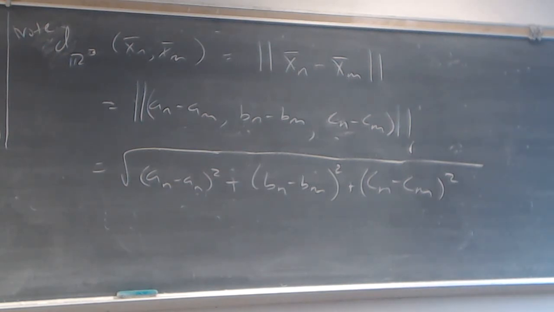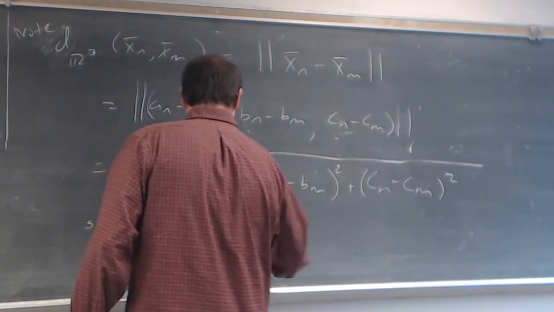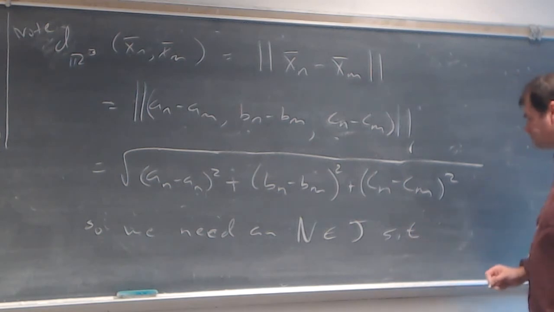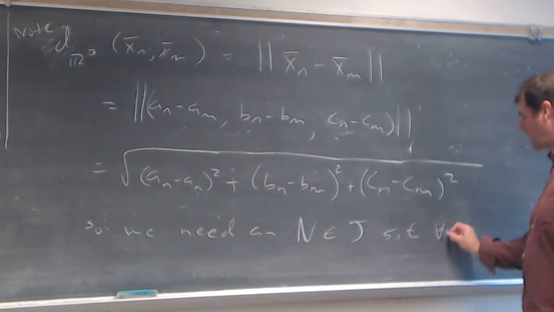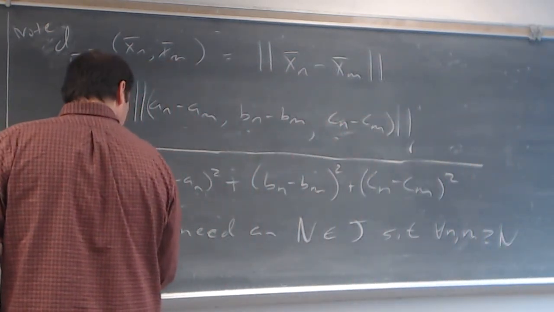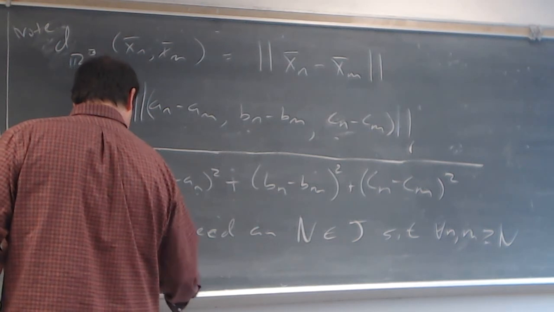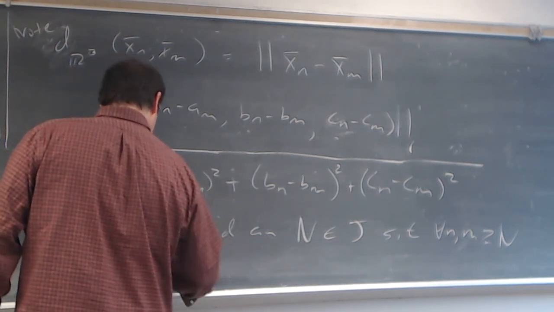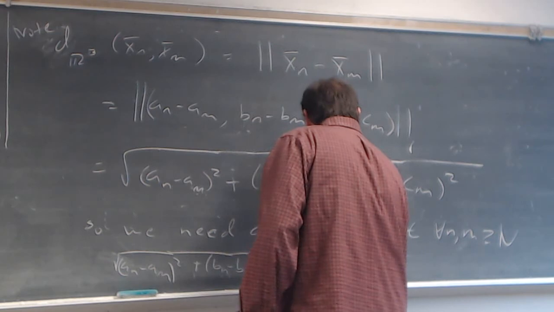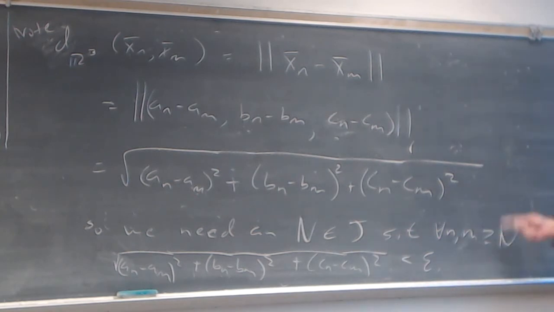We don't know it's less than epsilon yet. So we need to show, such that we make this guy less than epsilon, such that for all n and m bigger than or equal to big N, the square root of this guy right here, a sub n minus a sub m squared, plus b sub n minus b sub m squared, plus c sub n minus c sub m squared, is less than epsilon. That's what I want. We need an N, so this is going to happen.